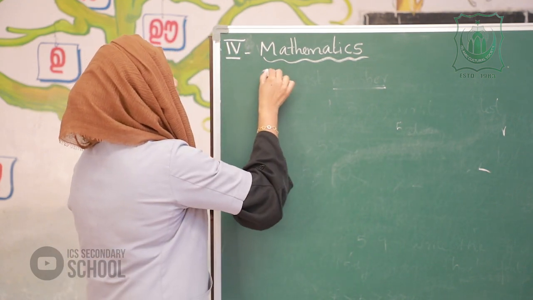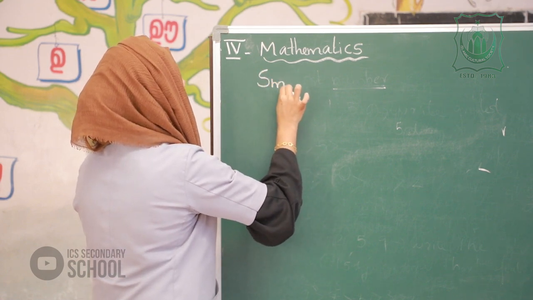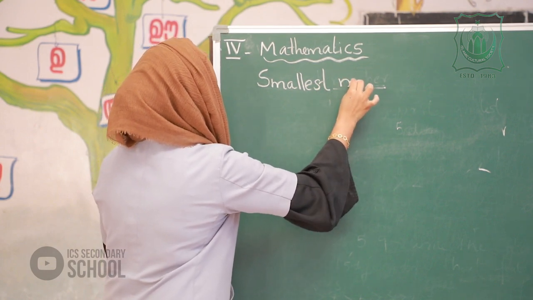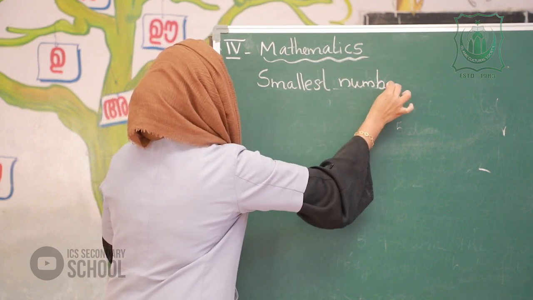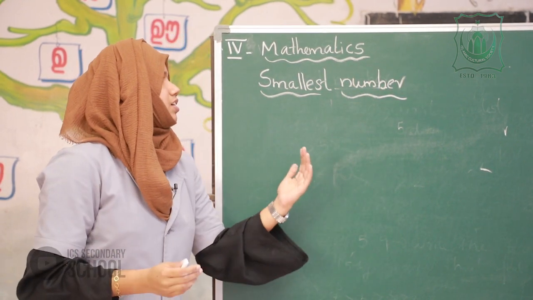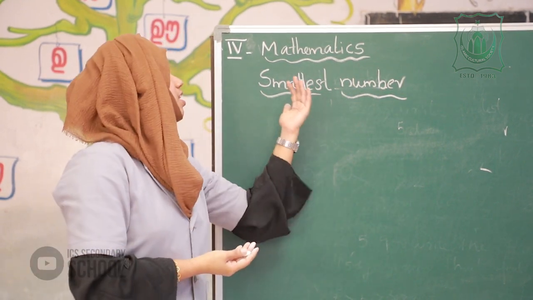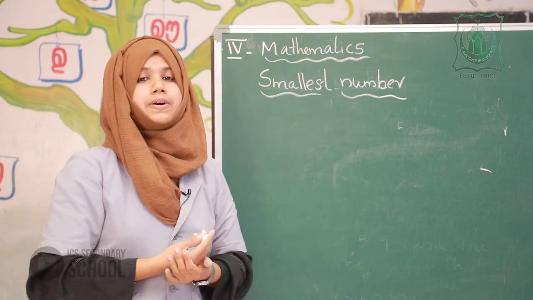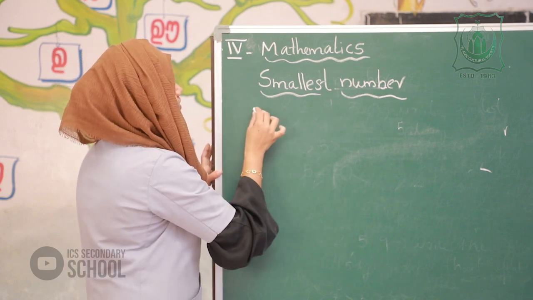Next is smallest number. In the same manner, how do we write the smallest number? Okay, I will give an example here.